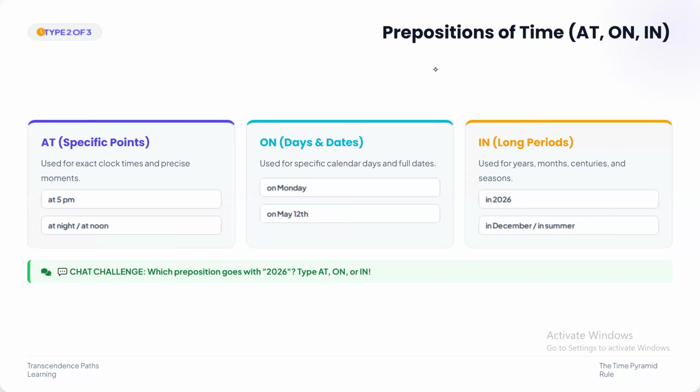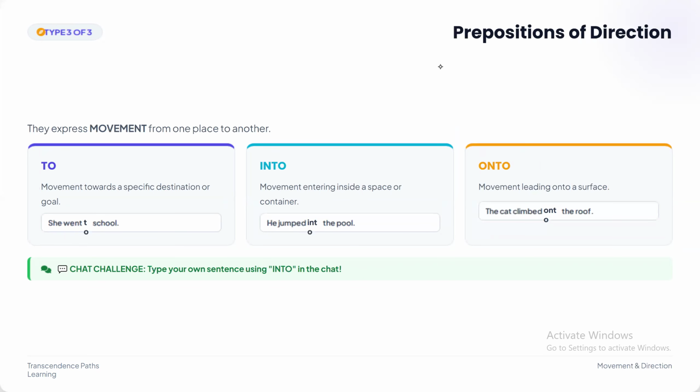So let's do a quick chat challenge. Which preposition goes with 2026? Type at, on, or in. In, yeah. I said earlier that in is used for years, months, centuries, and seasons for long periods. So 2026 is a year, which is a long period, which is in. You cannot use on for that. So kindly pay attention to these rules.